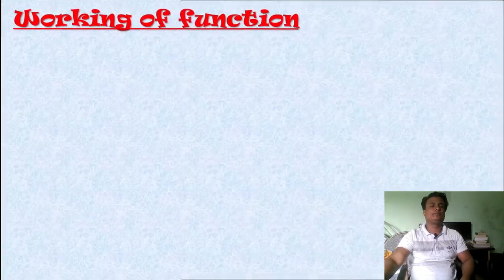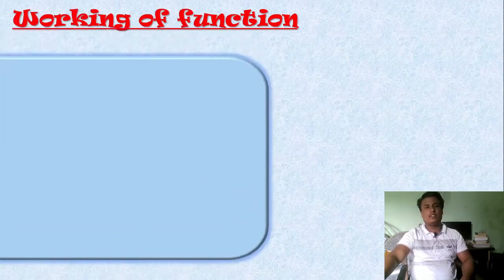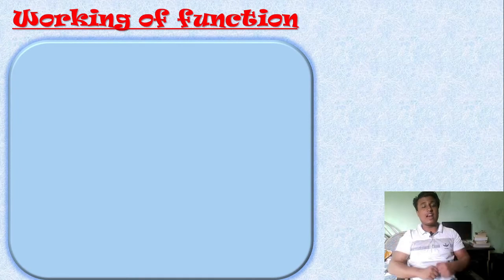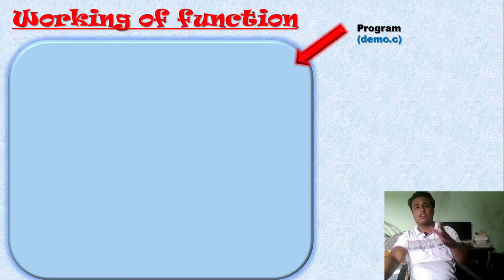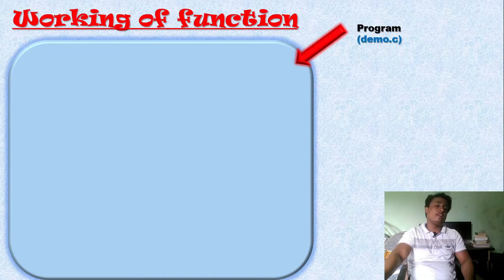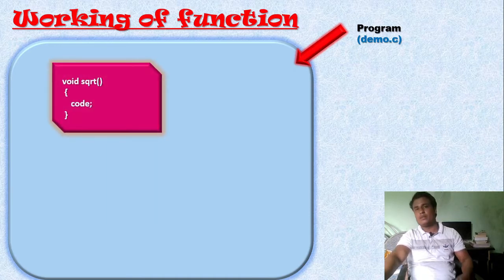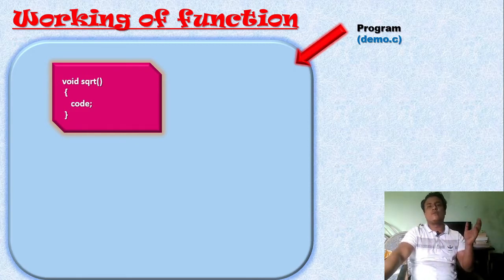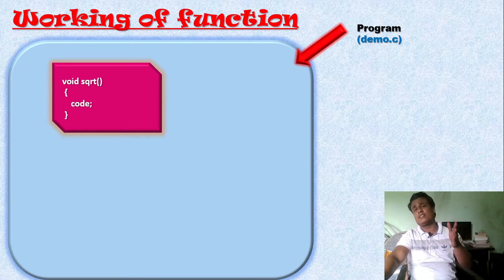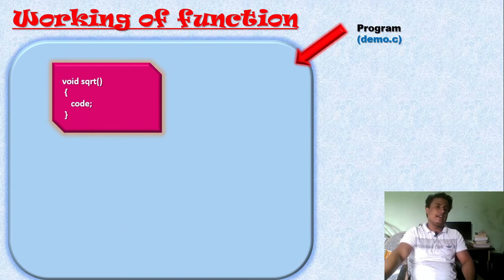Okay, so now let's see the working of a function. So this is our main body. Suppose this is our entire program, for example demo.c. I have named this file demo.c and you have saved it. Suppose you now define a function here, say the sqrt function. All of us know that sqrt means finding the square root. Suppose the number 144 is given. If you apply this function, it will return 12, because 144 is the square of 12. So this is a function here and this is our main function here.